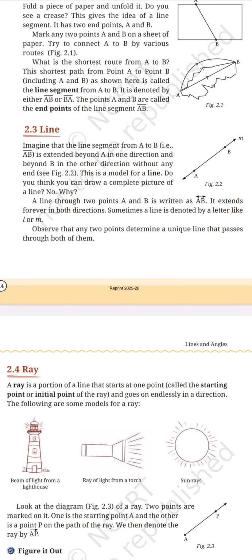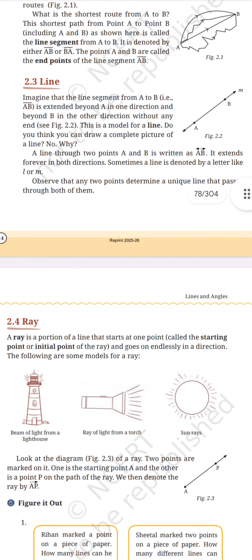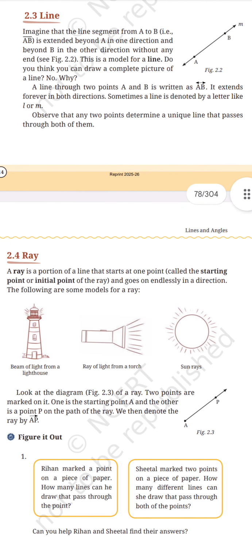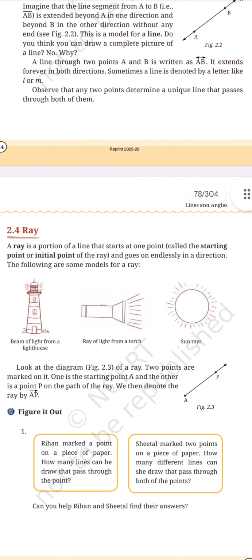Okay. Now we come to ray. What is a ray? A ray is a portion of a line that starts at one point, which is called the starting point or initial point of the ray. Basically, it starts from the starting point and goes on endlessly in one direction. Some models are the beam of light from a lighthouse, the ray of light from a torch, the sun rays. In the diagram of a ray, 2 points are marked. Suppose it starts at point A and passes through another point P. So we denote it as ray AP. Okay. So now figure it out. Next class I'm going to do all of this, the figures.